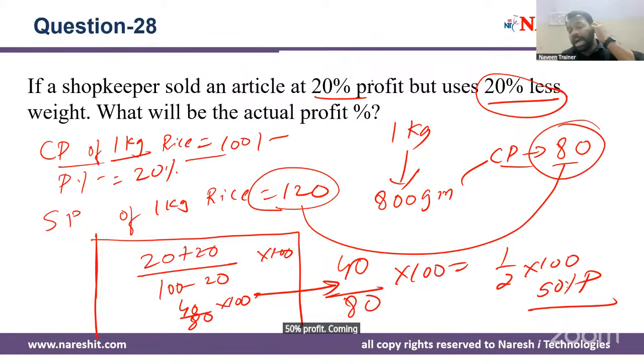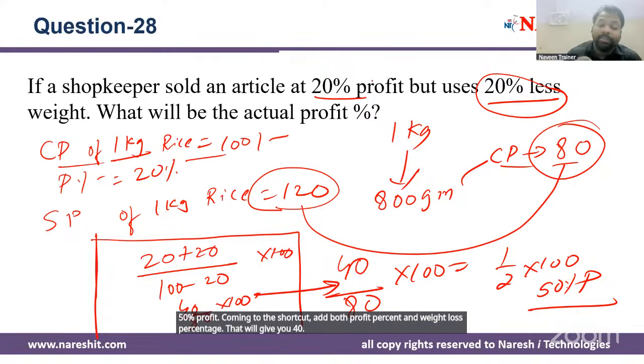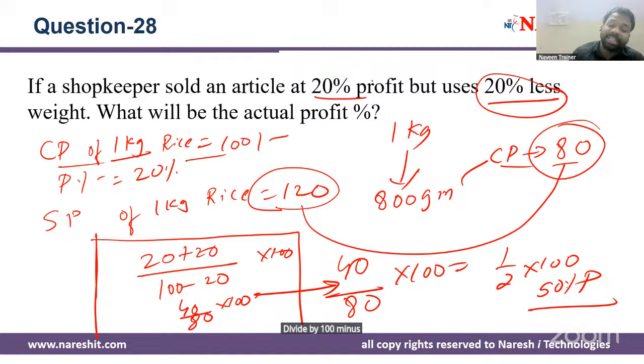Coming to the shortcut, add both profit percent and weight loss percentage. That will give you 40. Divide by 100 minus weight loss. That is 80, into 100. One step, you'll get your answer.